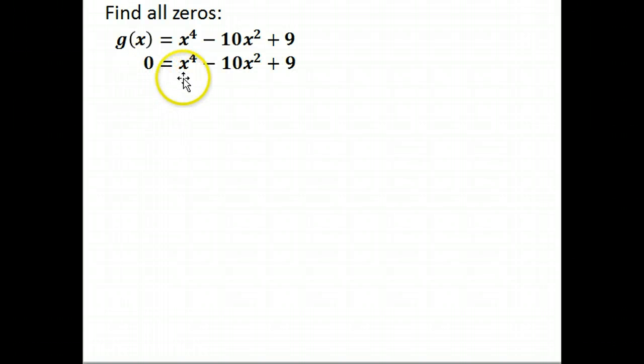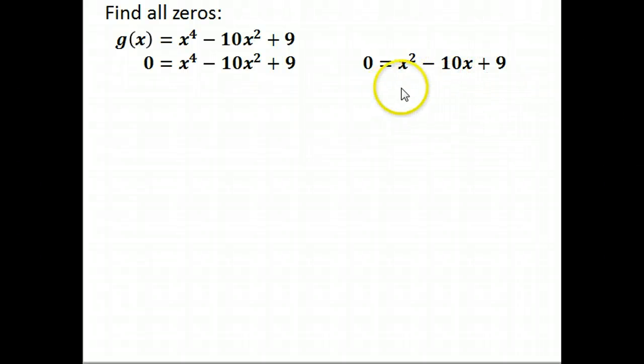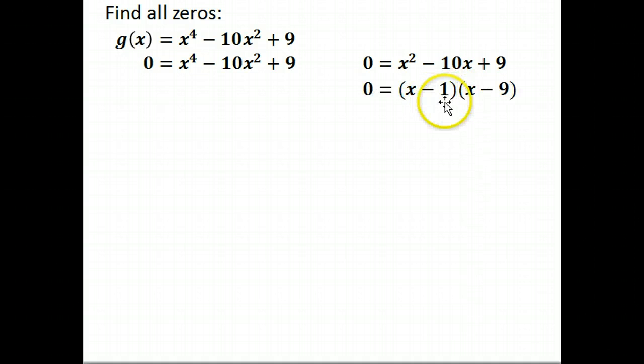Now, this one looks a little bit weird because it's x to the fourth power minus 10x squared plus 9. Looks a little bit complicated. It's really not that bad. If it were x squared minus 10x plus 9, you could factor it. It would be a piece of cake. We'd look for two numbers that multiply together to give you 9, but add together to give you negative 10. And you could quickly identify that that is negative 9 and negative 1. And so your factors on that one would be x minus 1 and x minus 9.